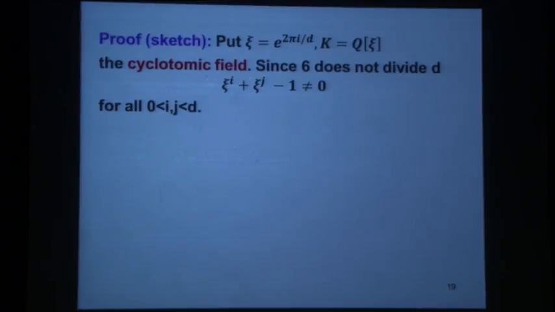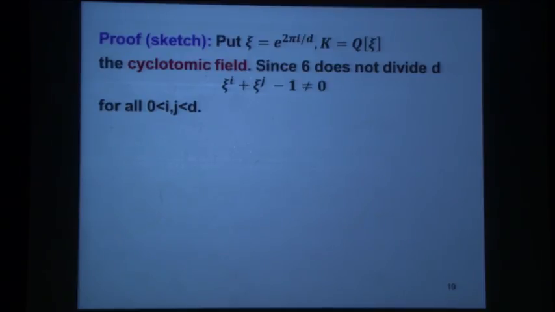As I said, there is a part algebraic and part analytic. Here is the algebraic part. Let's say psi will be a primitive D-th root of unity. We join it to the rationals, and we get the cyclotomic field Q of psi. Then you can check that if 6 does not divide D, then xi to the i plus xi to the j minus 1 is never 0. That's simple to check.